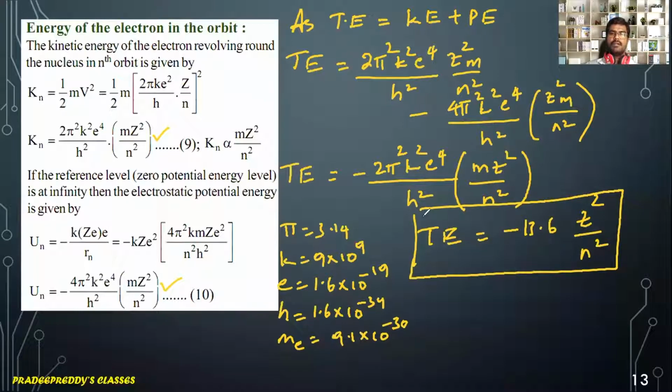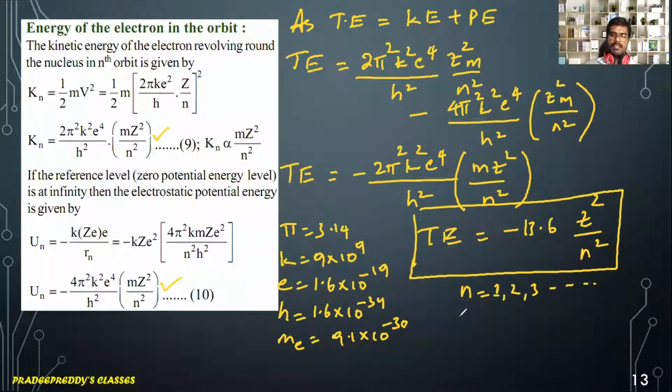This is the equation for total energy. If you substitute all these constant terms and evaluate them, you will get the equation for total energy of the electron in Bohr's orbit. It is minus 13.6 into z square by n square, and n can be equal to 1, 2, 3, and so on, and these are principal quantum numbers.